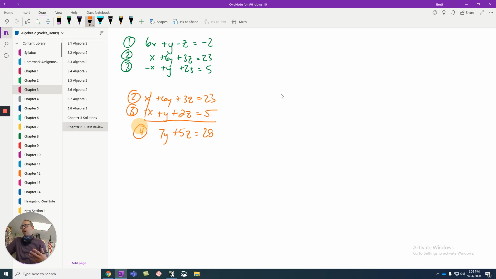The next thing I'm going to do is look for a combo where I can still cancel x. I've got to stick with x, but I can't use 2 and 3 together anymore. But 3 and 1, notice one of them is already negative. That's good for me in terms of my substitution. So I'm going to take equation 1 the way it is. 6x plus y minus z equals -2. But equation number 3 doesn't work the way it is. I'm going to have to times this by 6 in order to get a -6x. But I'll also get a positive 6y, a positive 12z, and it will equal 30.